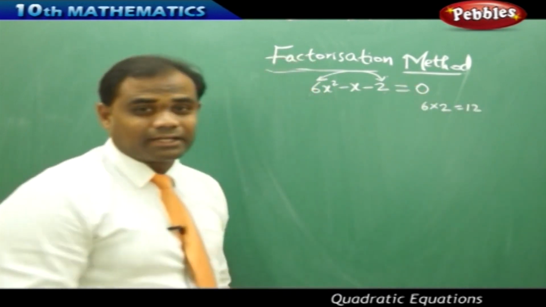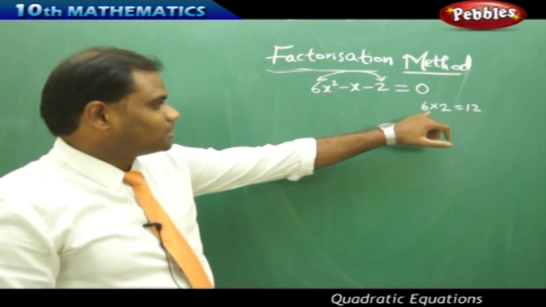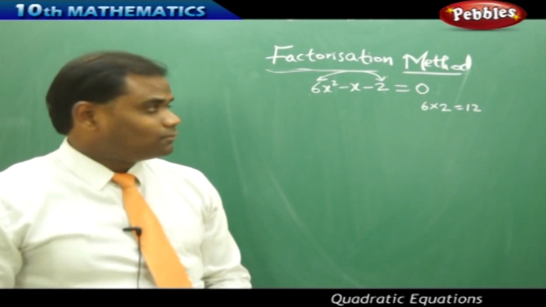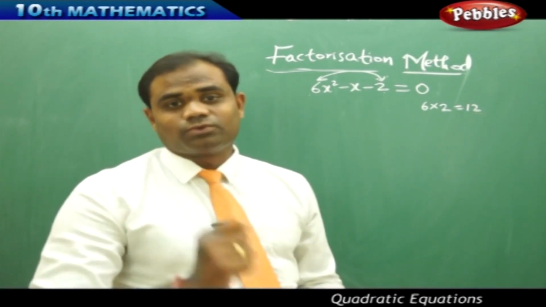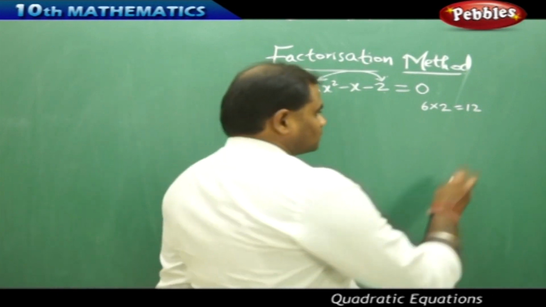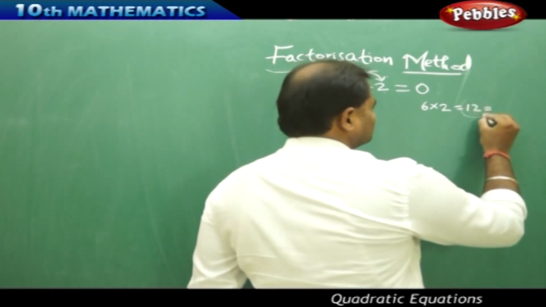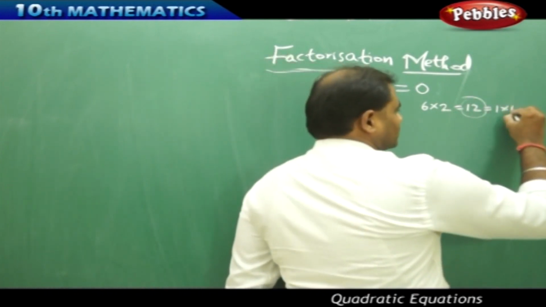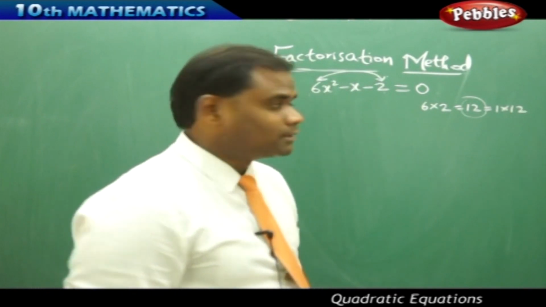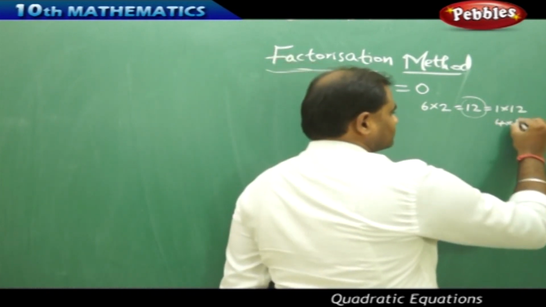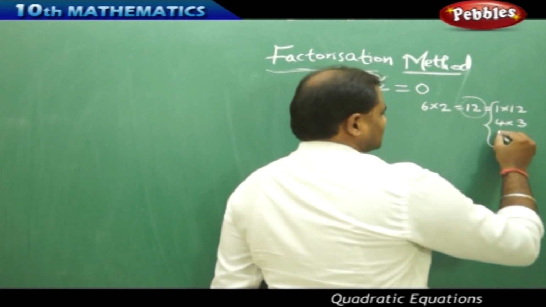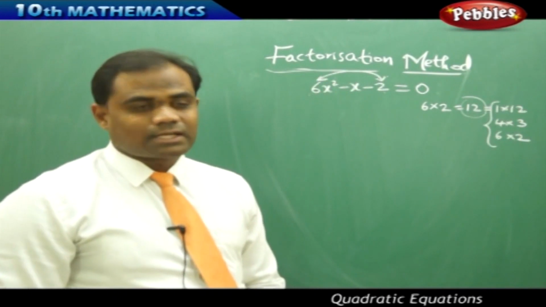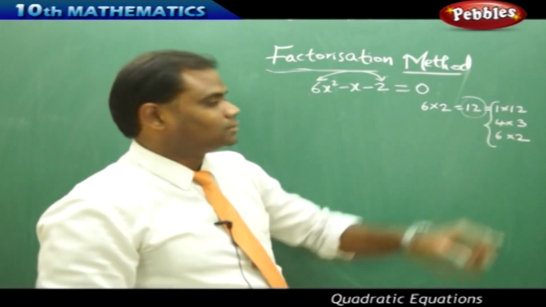Of course, I don't take the sign into consideration, but apart from sign, I just find the factors of 12. Now next, I want to find all the possible factors of 12, which I start with 1. Let me identify the value 12 with all its possible factors. Initially, 1 times 12 is 12. Next, 4 times 3 is 12. And 6 times 2 is also 12. So these are the possible factors for 12.